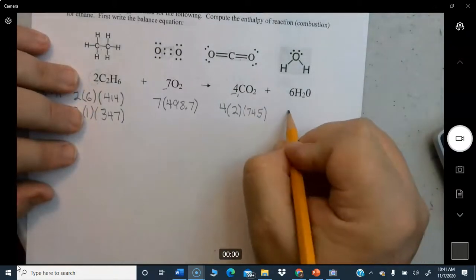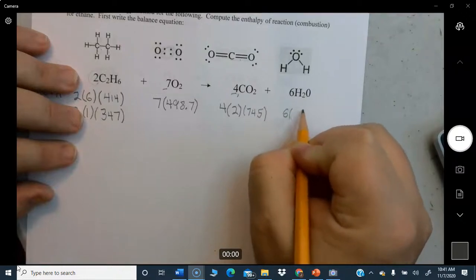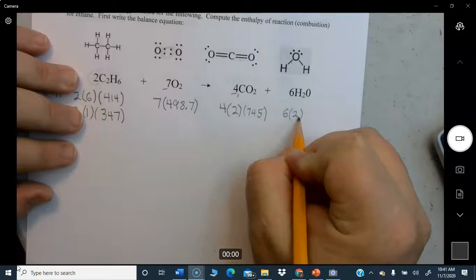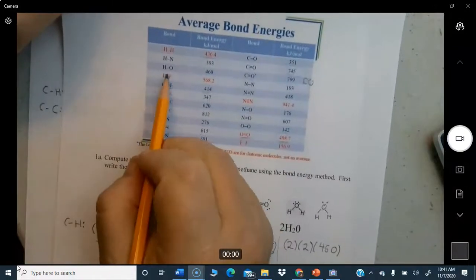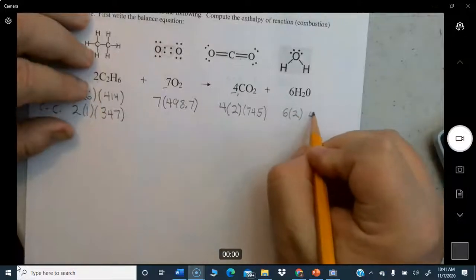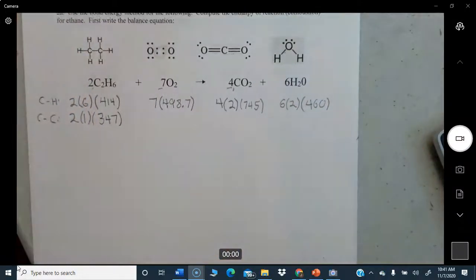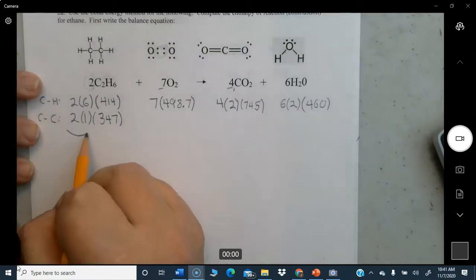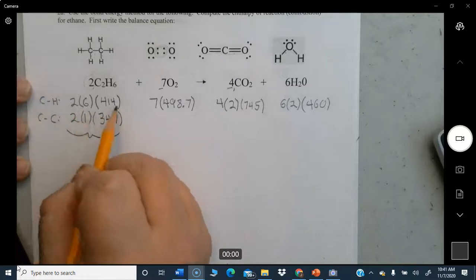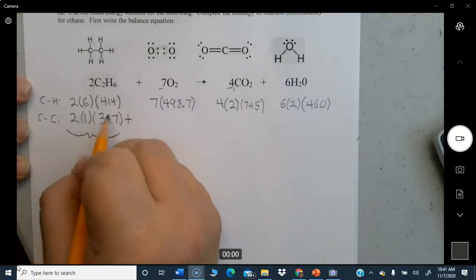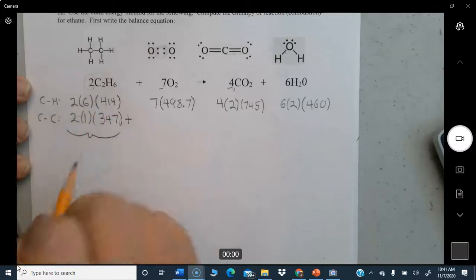Finally, over here, we have 6 water molecules, and each one has 1, 2 HO bonds. And we've done this one before. We come right there. There's the HO. Hydrogen-oxygen bond is 460. It's really important to keep your work organized on this because the arithmetic can kill you here. Okay, so let's go ahead and figure out what this is. So we're going to multiply these, and then we're going to add it to this plus this. Okay, multiply these, multiply this, and then add this.